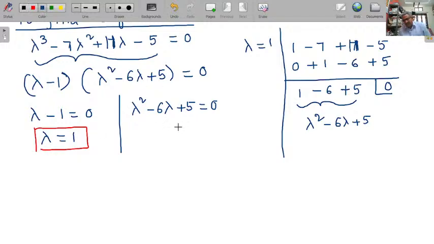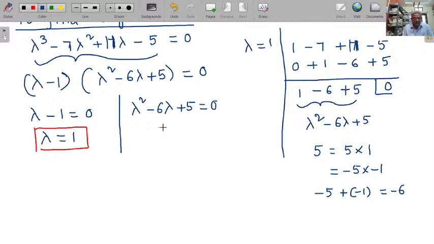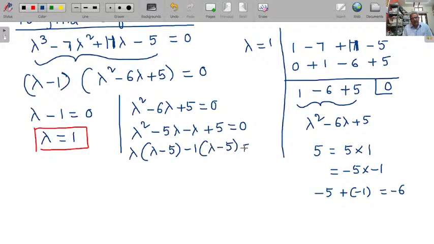Now we need to solve this one. This is a quadratic equation. How to solve this one? The factors of 5 are 5 and 1, and also we can write negative 5 into negative 1. By adding these two, negative 5 plus negative 1 equal to negative 6. That means we can split the middle term. So that can be written like this: lambda square minus 5 lambda minus lambda plus 5 is equal to 0. So lambda common, we have lambda minus 5. And negative 1 common, we have lambda minus 5 equals to 0.